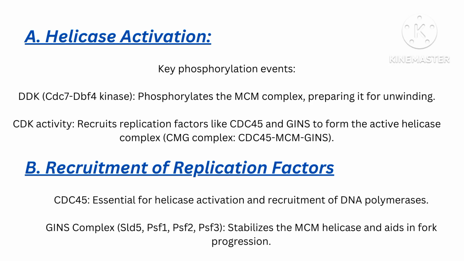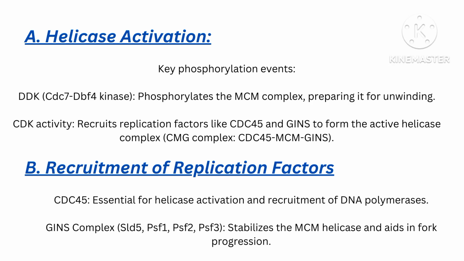This involves 1. Phosphorylation by DDK, CDC7-DBF4. DDK phosphorylates the MCM complex, priming it for activation. This phosphorylation destabilizes inhibitory interactions within the MCM complex. 2. Phosphorylation by CDKs recruits replication factors like CDC45 and GINs to form the active helicase complex, the CMG complex: CDC45, MCM, GINs. B. Recruitment of replication factors.